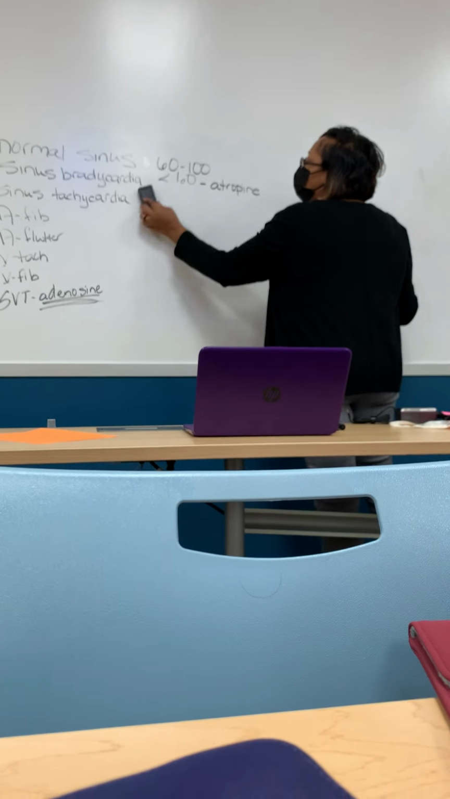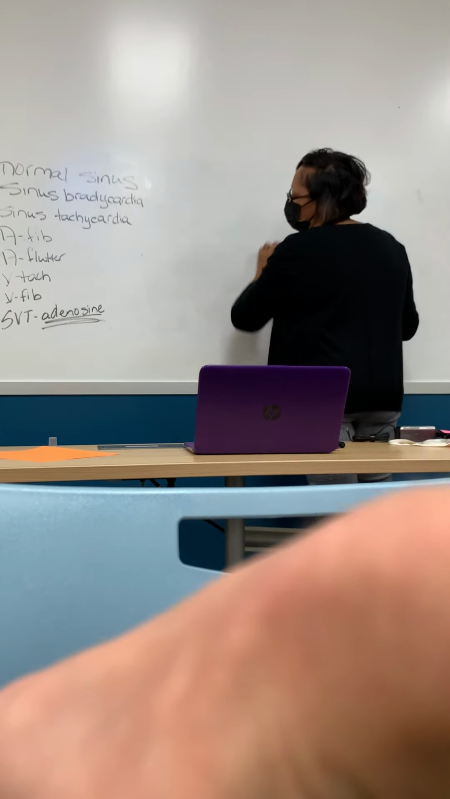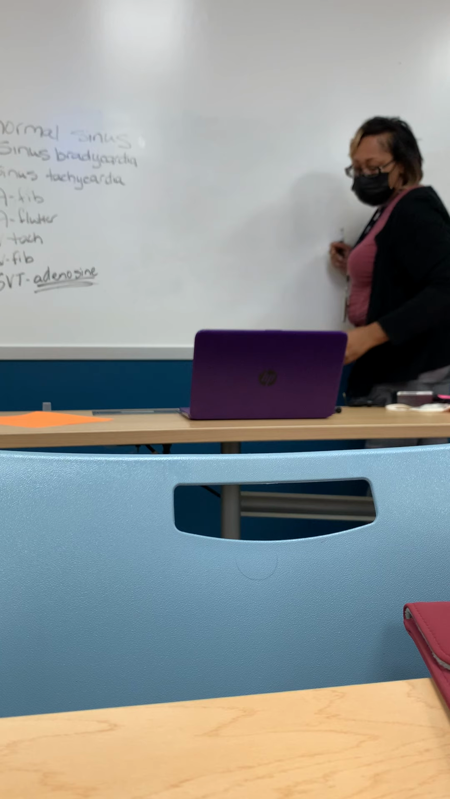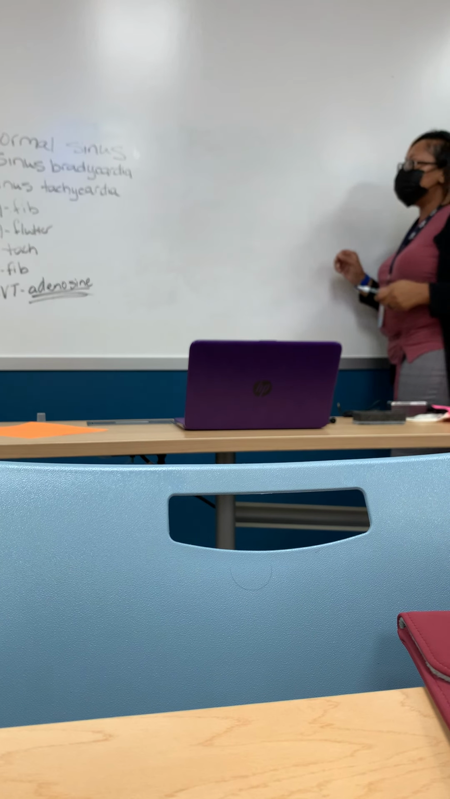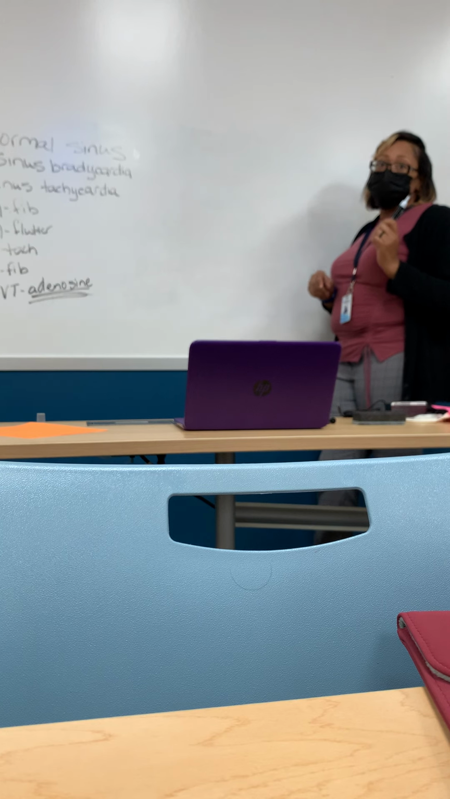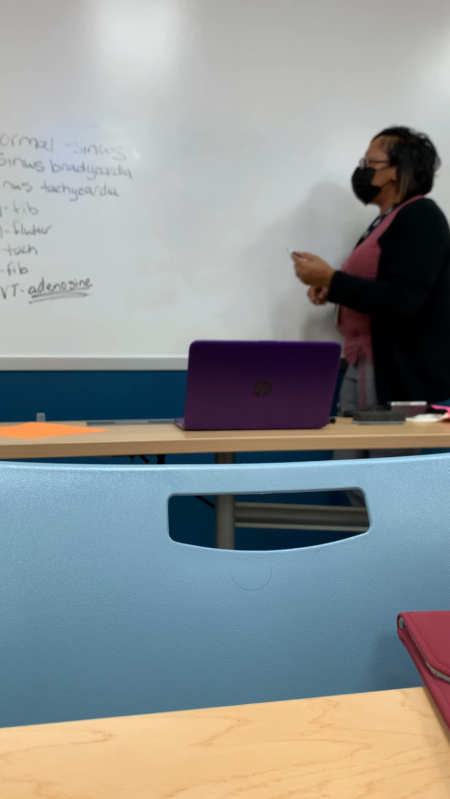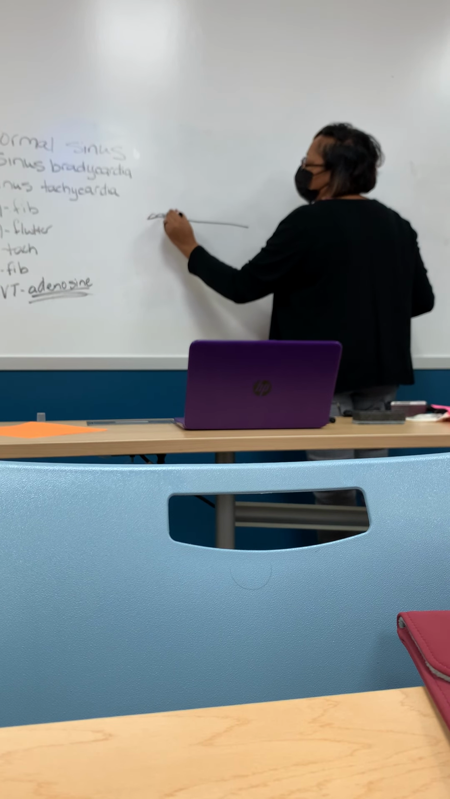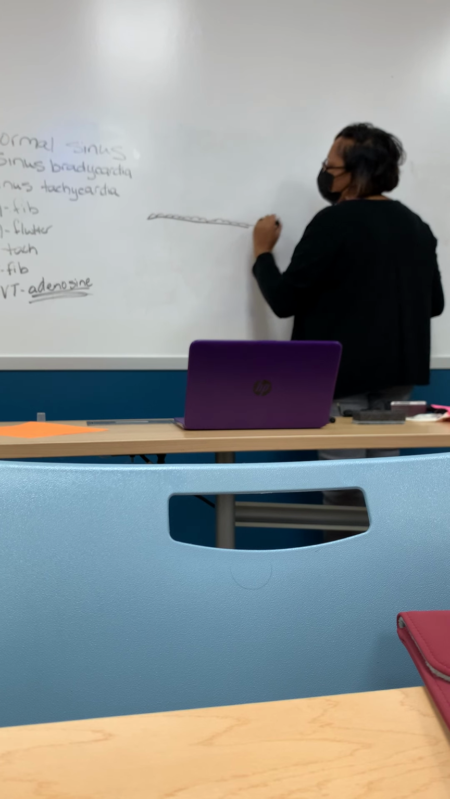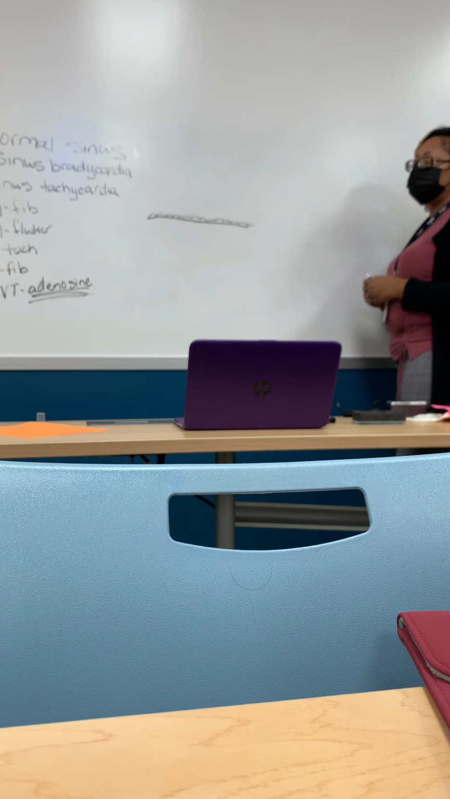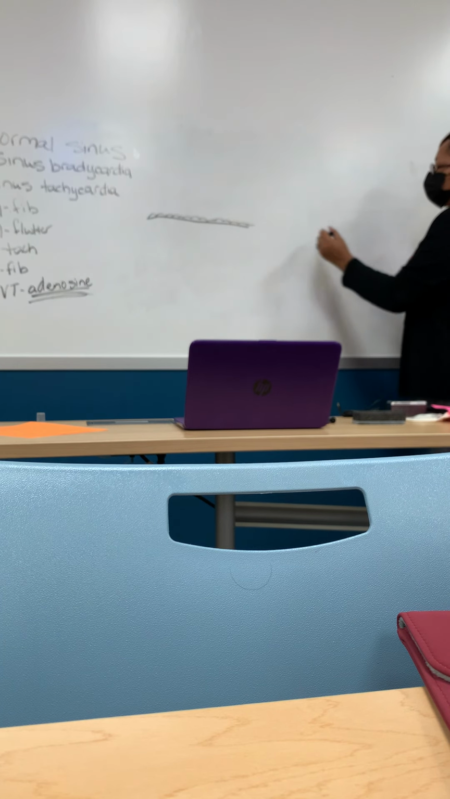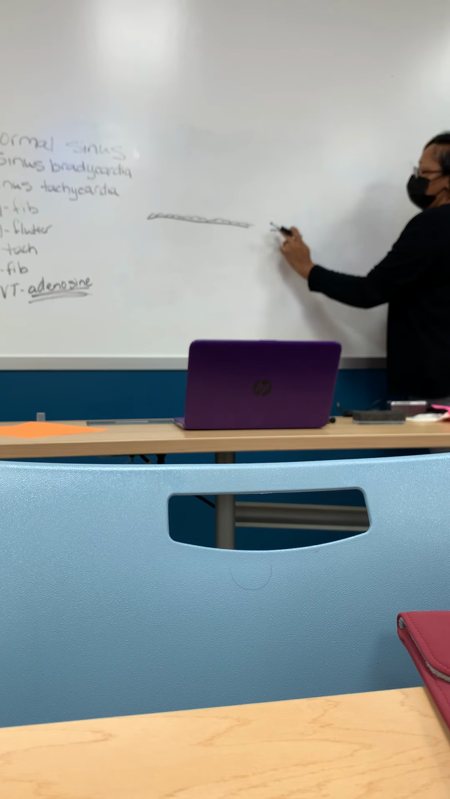How many R waves will you have in a normal sinus rhythm? 6 to 10. How many will you have in a sinus tachycardia? Greater than 10. How many in a sinus bradycardia? Less than 6. What is this? V-tac, because it's tall? Is it tall? No. Oh, VFib, because it's not tall.